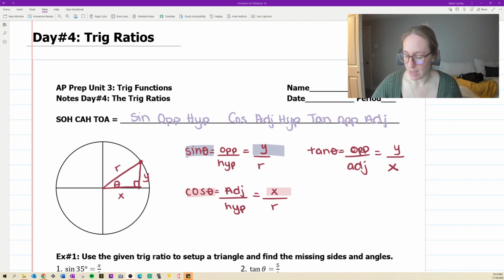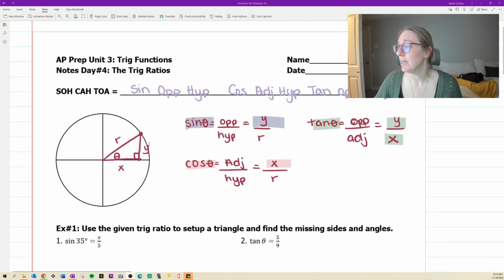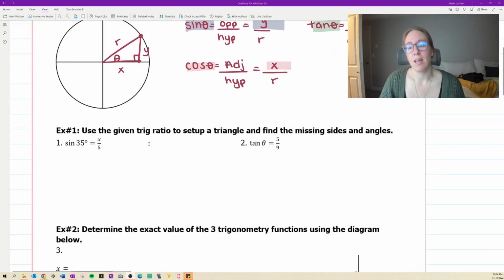All right, so this is a big, important piece, especially as we start moving into our unit circle. What we're going to do first is really just make sure you know how to use sine, cosine, and tangent, do a couple practice ones, and then we'll introduce the other 3 trig ratios.